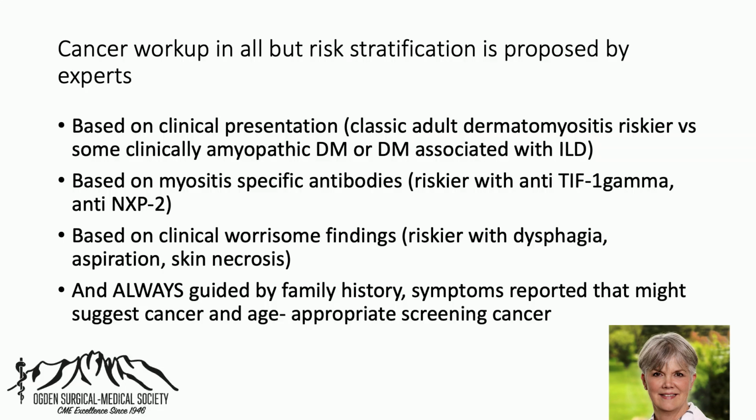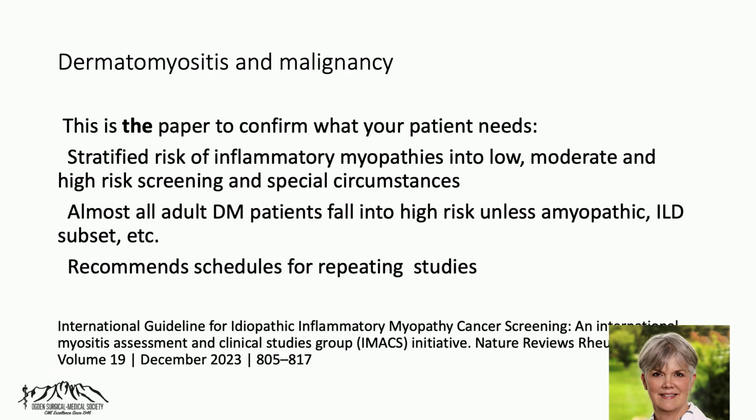But in addition to that, the experts are now telling us that we can also get clues from something called myositis-specific antibodies, which are specific antibodies that will tell you who's at risk. And there are certain things that make us worry more if the patient comes in with bad dysphagia or skin necrosis. So this is the paper, and at least it's the one I use now. It is in your handout, and this is an international guideline that stratifies the risk of dermatomyositis patients.